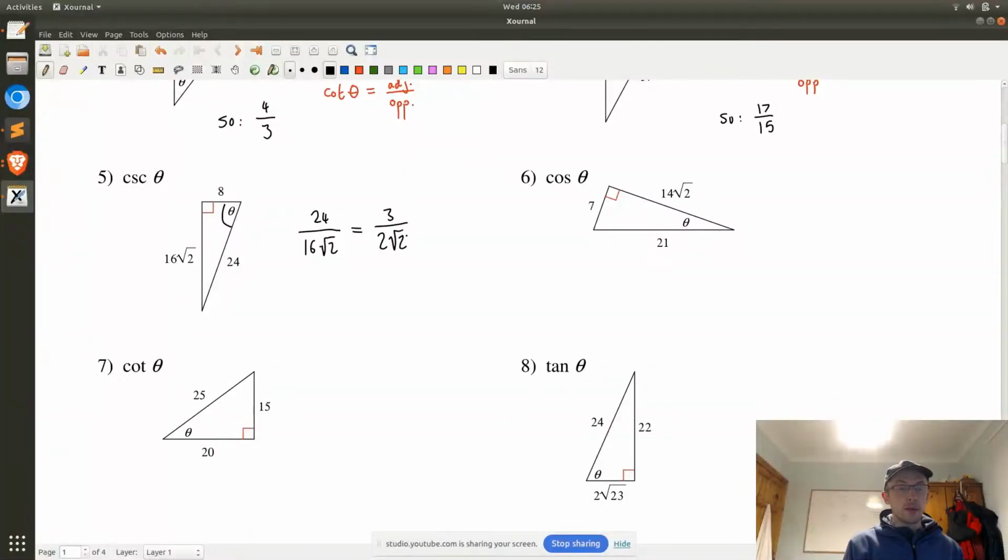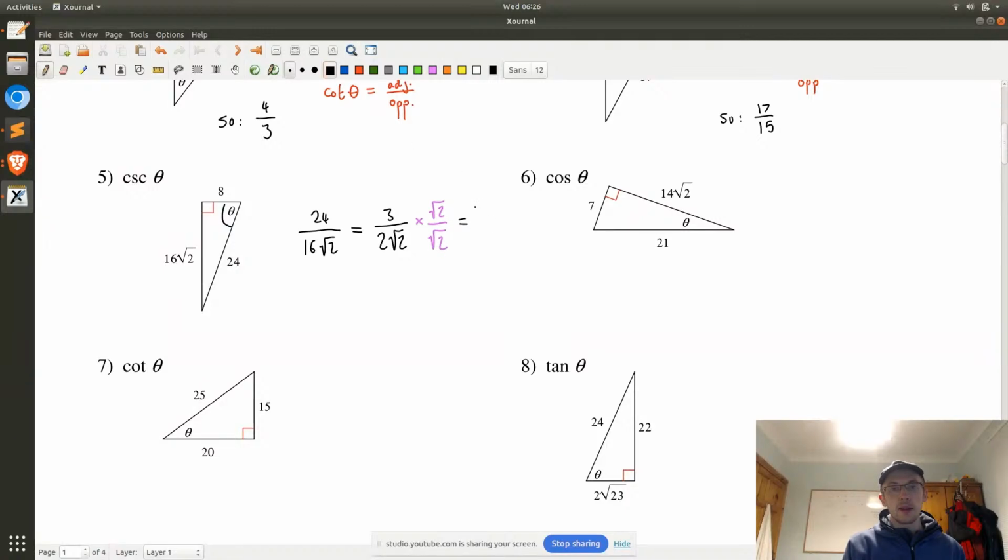Then we go a little bit further. A little bit further? Why? Well, it's seen as not so great to have a square root sign on the bottom, to have a surd on the bottom, if you can help it. So multiply the top and the bottom by the square root of 2. This is called rationalizing the denominator.